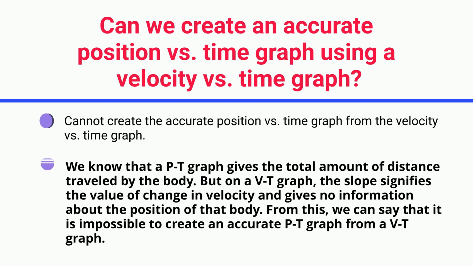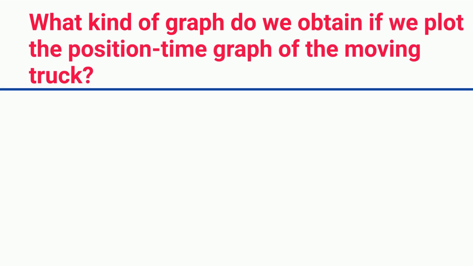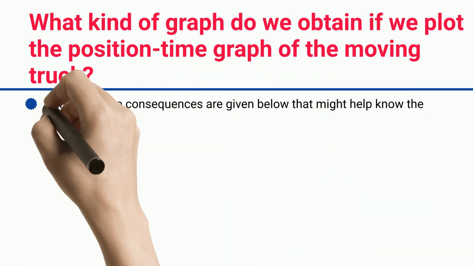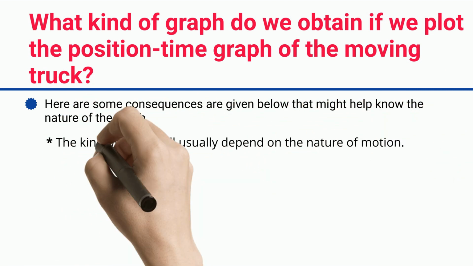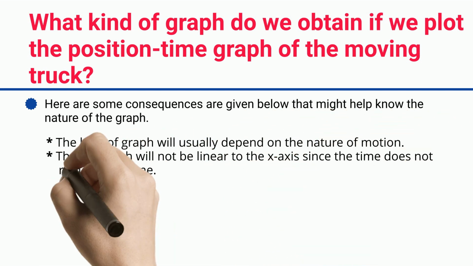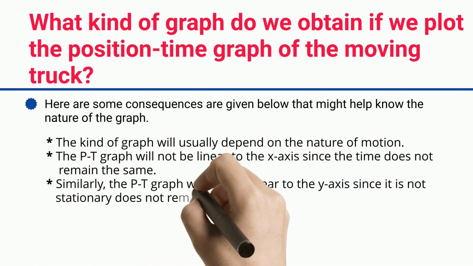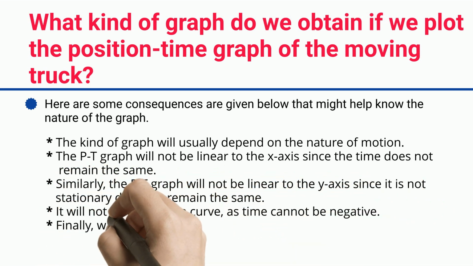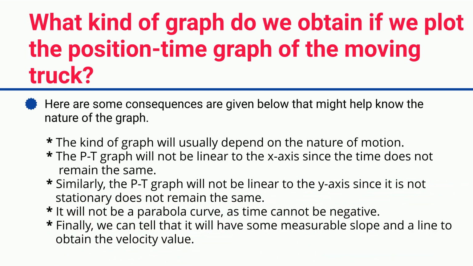What kind of graph do we obtain if we plot the position time graph of a moving truck? Here are some points given below that might help know the nature of the graph. The kind of graph will usually depend on the nature of motion. The PT graph will not be linear to the x-axis since the time does not remain the same. Similarly, the PT graph will not be linear to the y-axis since the position does not remain the same. It will not be a parabola curve as time cannot be negative. Finally, we can tell that it will have some measurable slope and a line to obtain the velocity value.